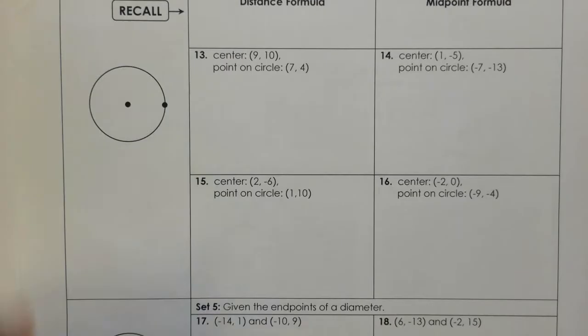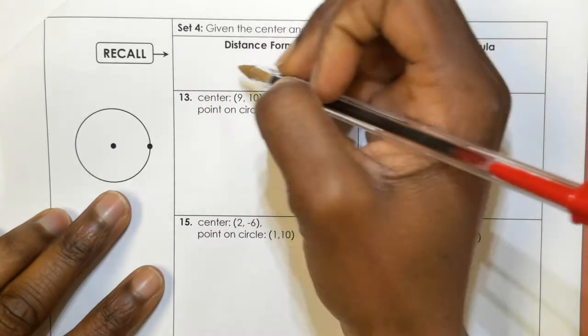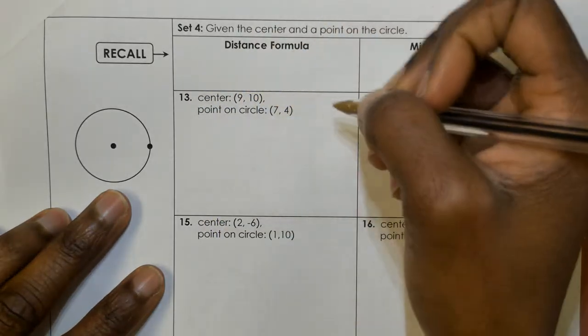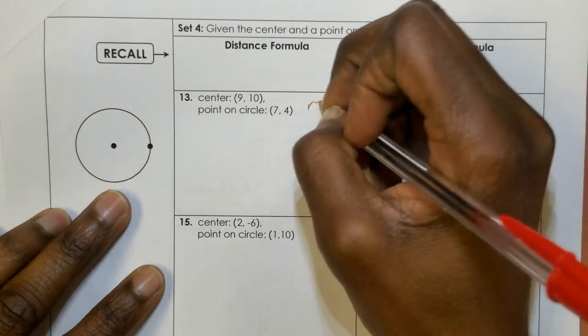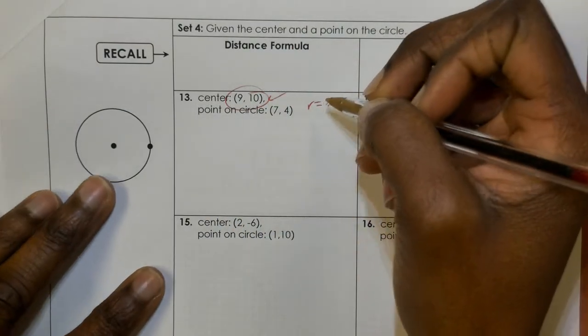Alright, back page. Okay, this time, for this one, we're given a center and a point on the circle. So again, anytime we need to write an equation of the circle, we need the center and we need the radius. We have the center, but we don't have the radius.